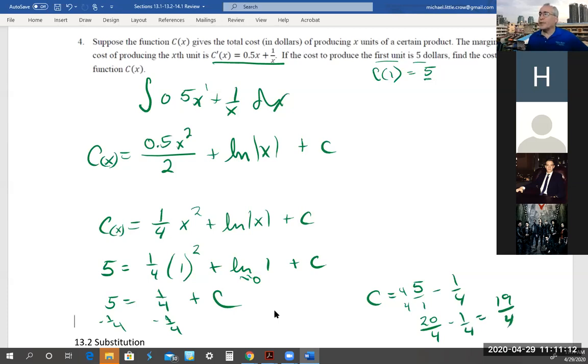So up here, we just replace that. We get 1/4 x squared plus the natural log of x. So did we get that right? Yeah, plus 19/4.